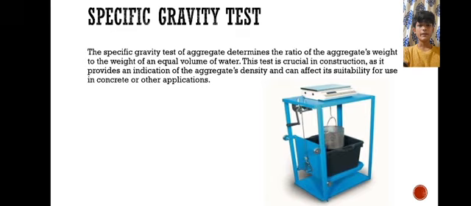Last test is the specific gravity test. The specific gravity test of aggregate determines the ratio of the aggregate's weight to the weight of an equal volume of water. This test is crucial in construction as it provides an indication of the aggregate density and can affect its suitability for use in concrete or other applications.